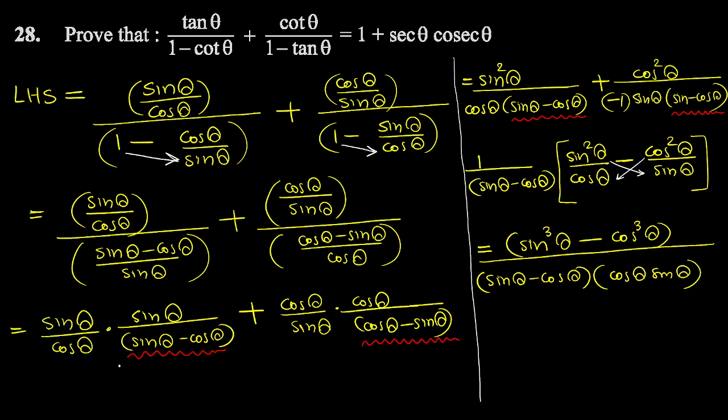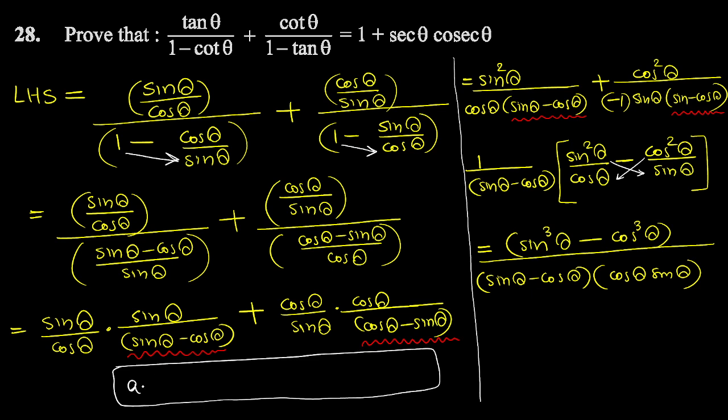Now listen, we have an identity. This identity you studied last year. The factorization of a cube minus b cube is very, very important. Here in the numerator side I got a cube minus b cube, correct? We must know the factorization of a cube minus b cube. It is a minus b into a square plus ab plus b square. Have you studied this identity last year?